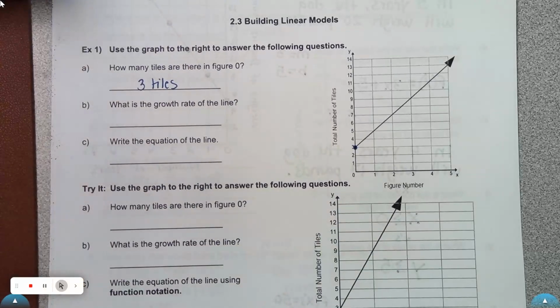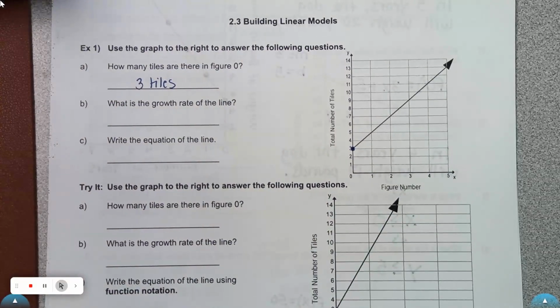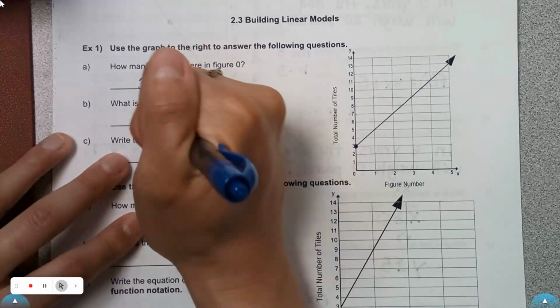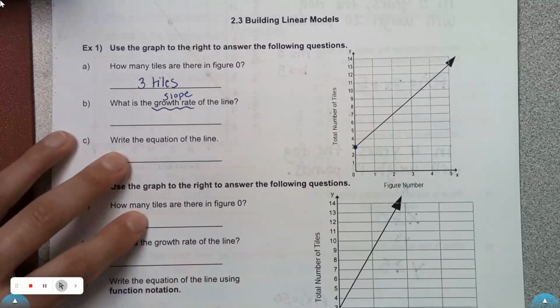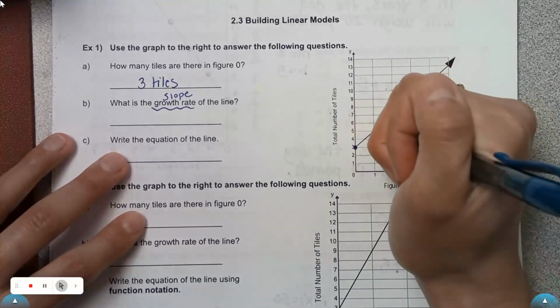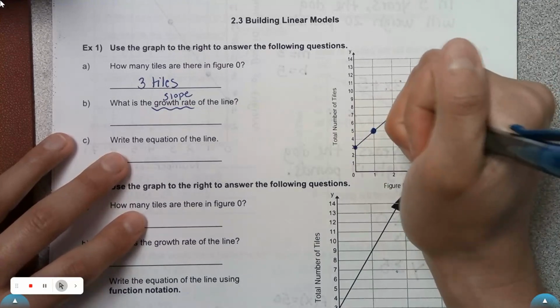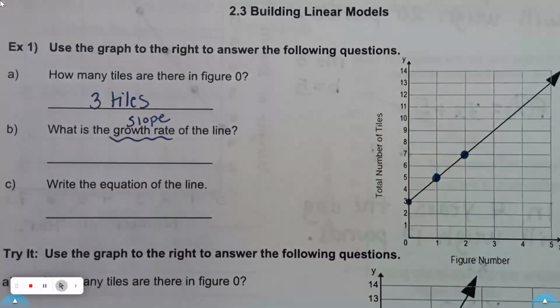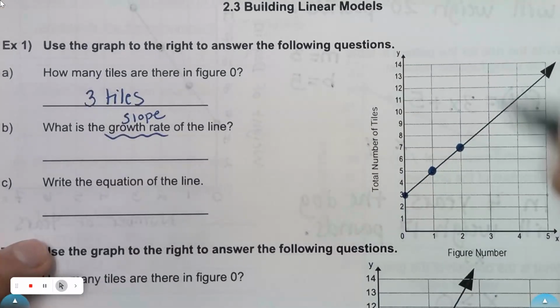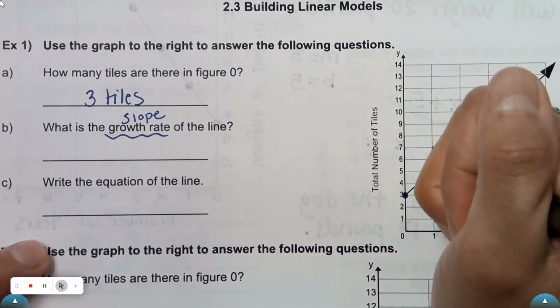There's not a lot of space for a sentence, right? Normally we would want a sentence with a question, but we can just write 3 tiles. Remember, growth rate is just a fancy word for slope. So here you want to pick 2 points, and you want to count your rise over your run. You can pick any 2 points you want. So I'm going to pick this one and this one. Okay, let me zoom in a bit. And then you want to draw your triangle. So here's my triangle.